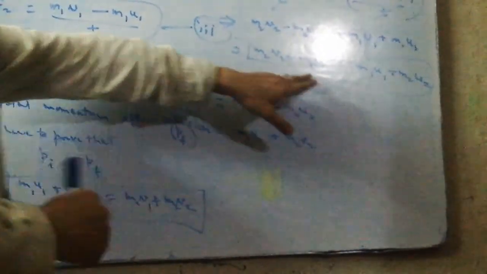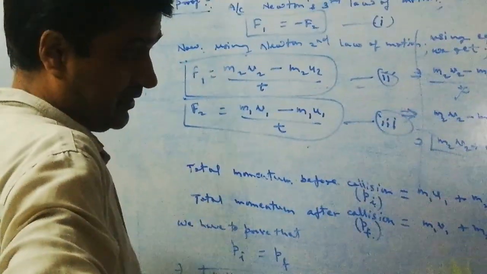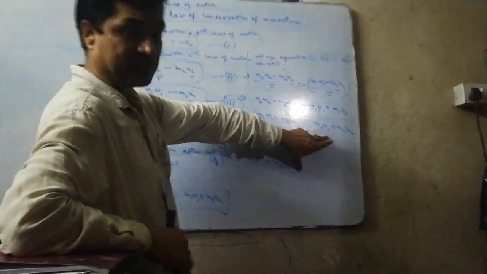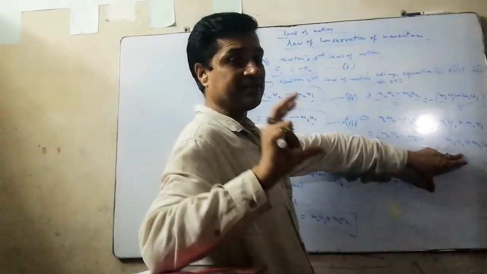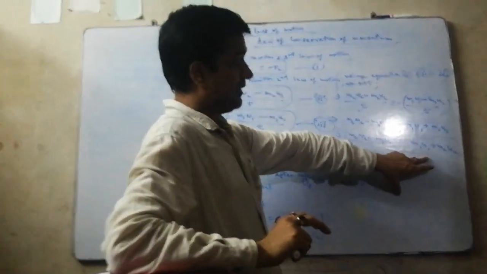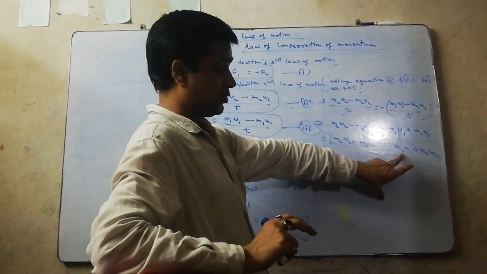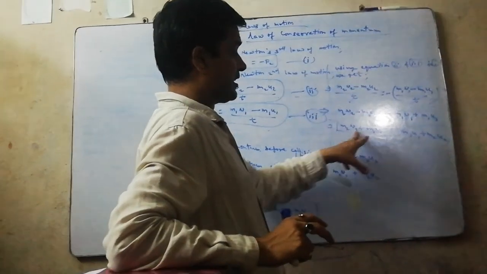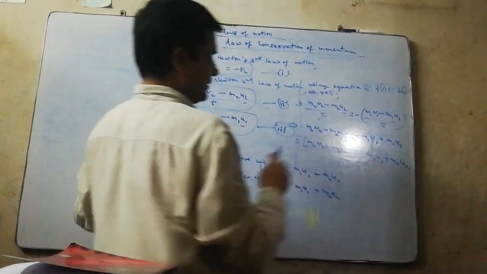We have got the same statement that we needed to prove, that is the total initial momentum of the system. System means here a two-body system, first ball and second ball. So here system means the first body and second body. So the total initial momentum is equal to the total final momentum. So we have proved this statement.